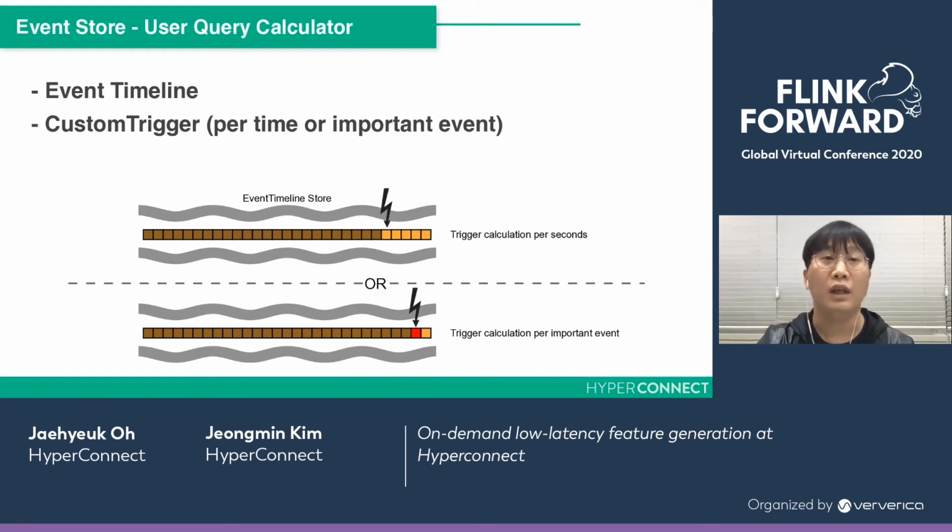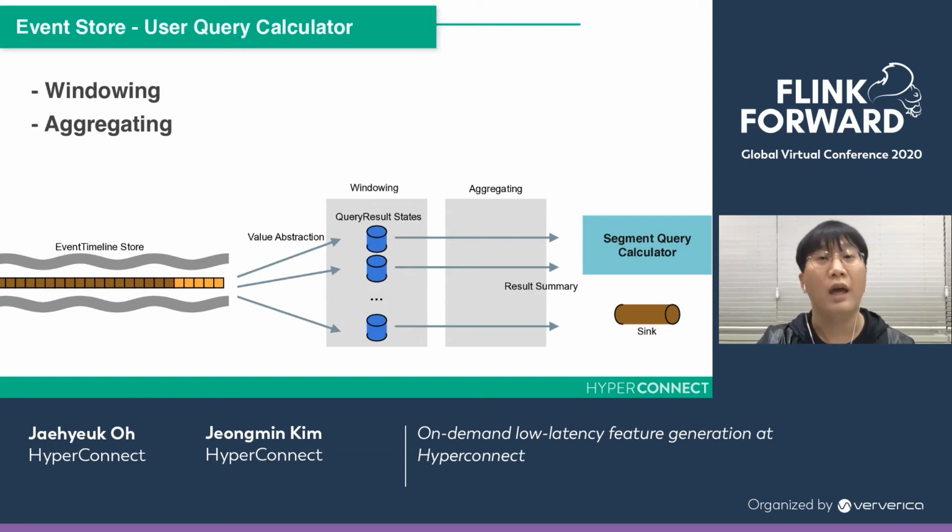In this way, we can collect events and make up event timelines for each user in the user query calculator. Therefore, for efficiency, we define a custom trigger to start calculation. This trigger sends the calculation signal every second or whenever an important event is detected.